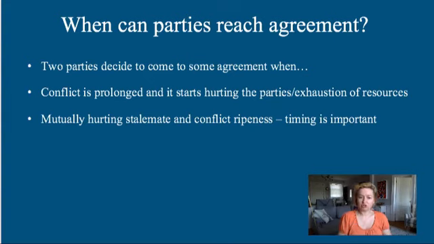This situation, when conflict starts hurting the parties, is called mutually hurting stalemate. And that's a concept, again, that was developed by Zartman. And when both parties realize that conflict is hurting them, we can say that conflict has reached ripeness. And at that moment, parties are ready to talk. So timing is quite important in conflict resolution.